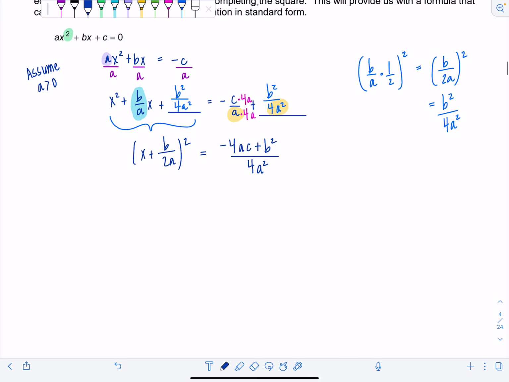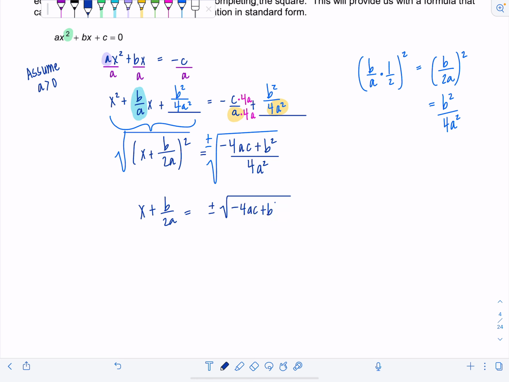Stick with it. So the next step, we're ready to take the square root of both sides of the equation, use the square root method, and then don't forget we need to put a plus or minus on that right-hand side. So now we've got x plus b over 2a equals, you guys okay? I'm going to split up this radical sign. So I'm going to write plus or minus square root negative 4ac plus b squared over square root 4a squared.